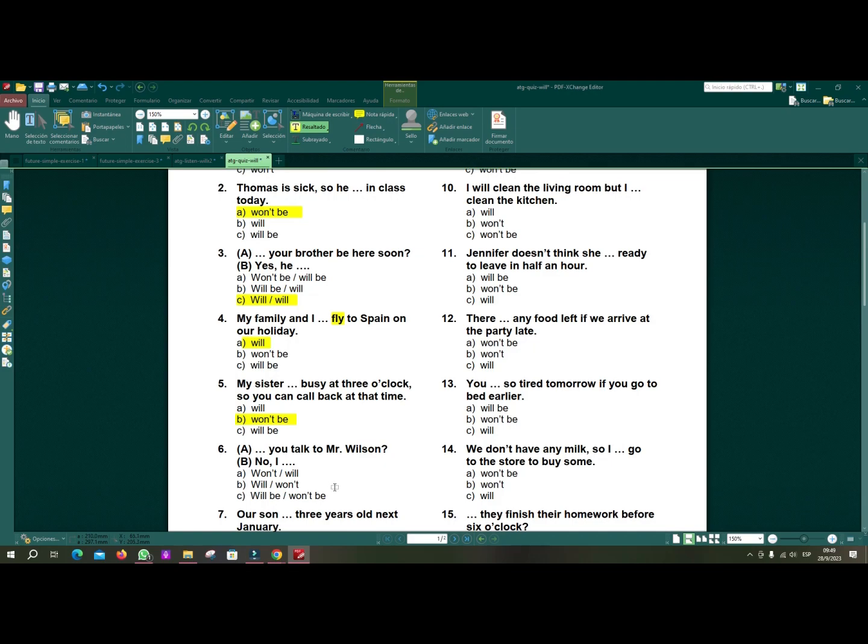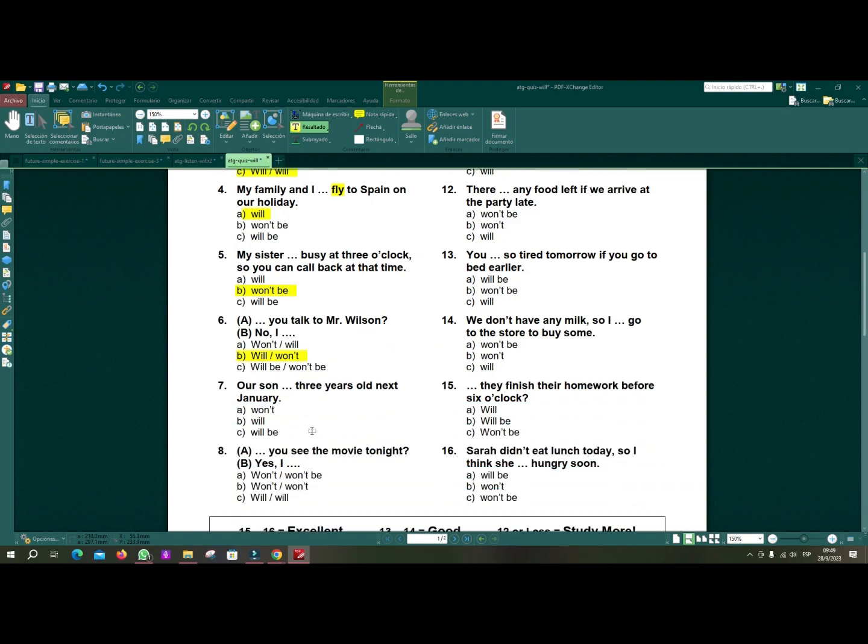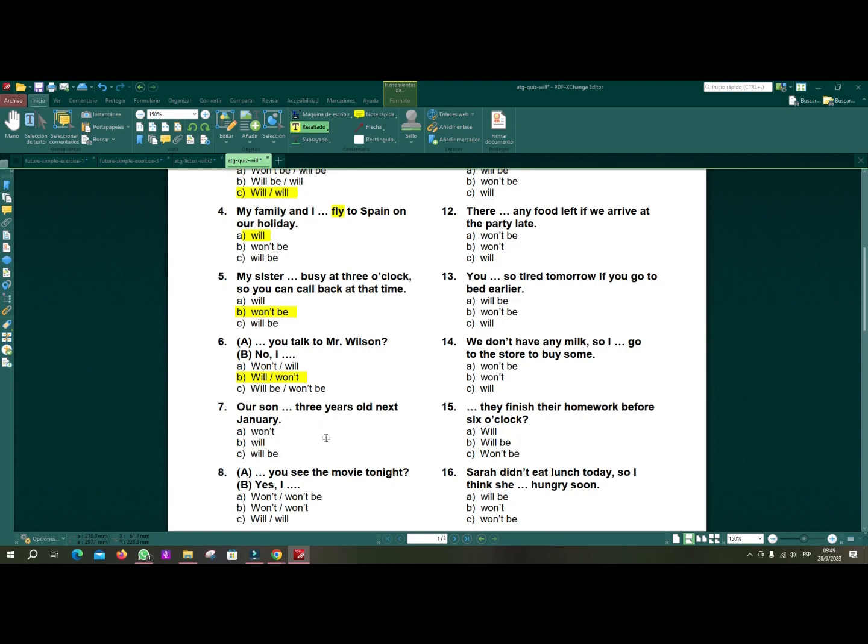Will you talk to Mr. Wilson? No, I don't. Excellent. So letter B, right? Will you talk to Mr. Wilson? No, I won't. Perfect. Number 7, Mr. Abraham. Letter C, teacher. Yes. Perfect. Our son will be 3 years old next January. Excellent. That's letter C. Nice.